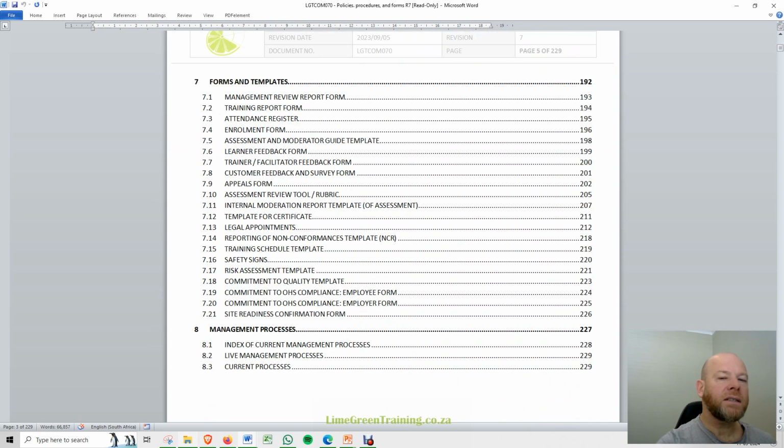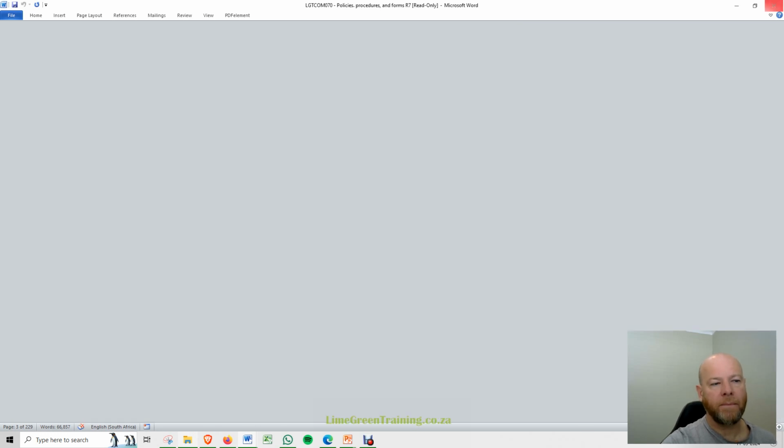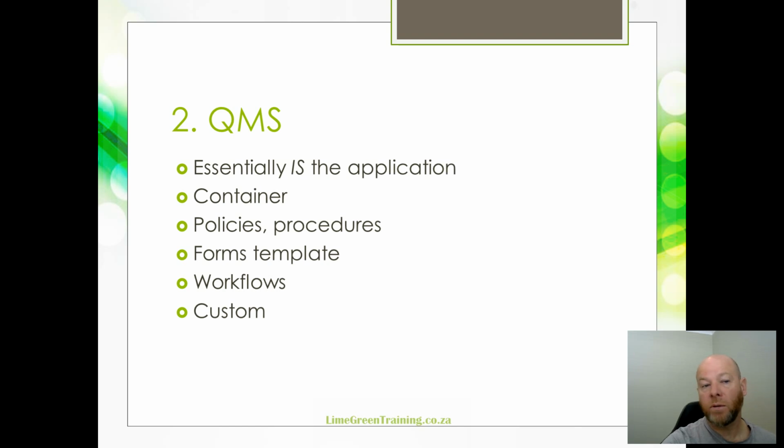Forms and templates are necessary to run your operation, so an attendance register for when your learners attend class, a learner feedback form for how they felt about how the training went, an appeals form in case they want to appeal against a decision, an enrollment form for when they enroll. You need forms and templates to run your training operation. The QMS provides a lot of those. Your QMS should provide those, you will need them.